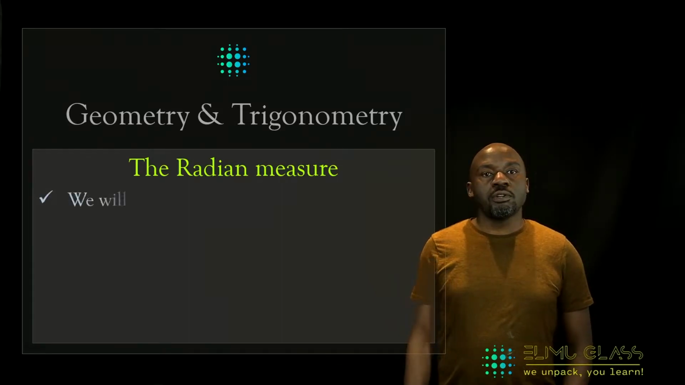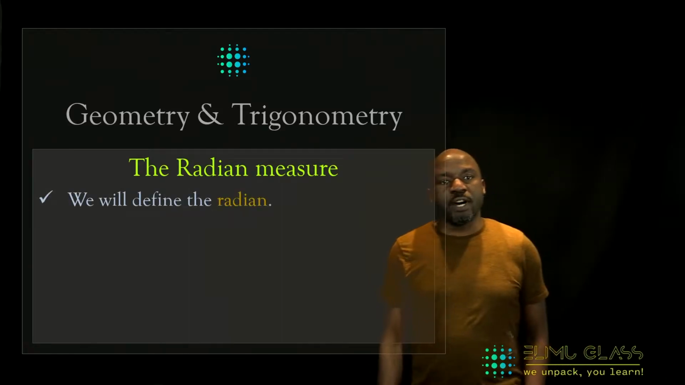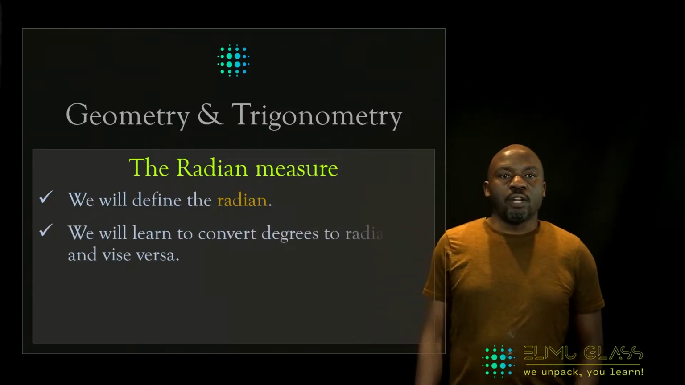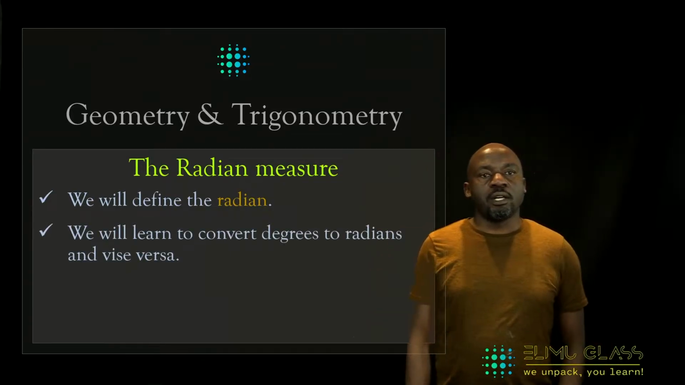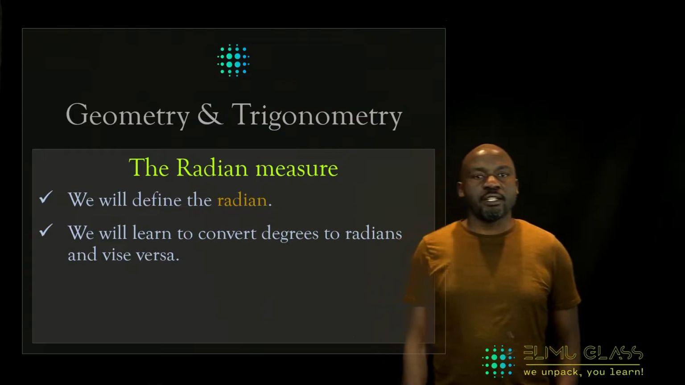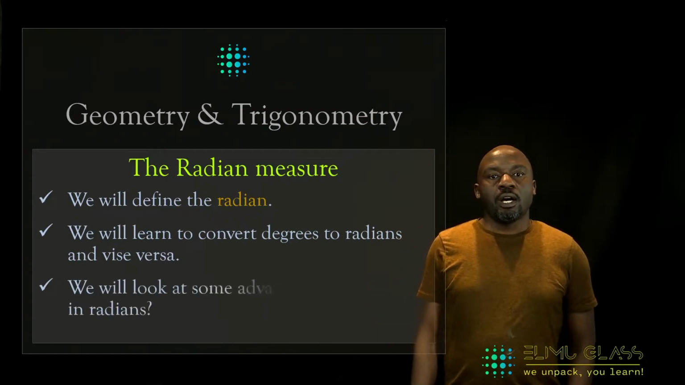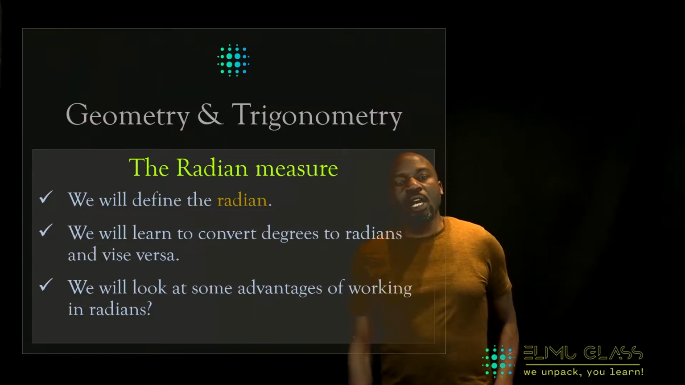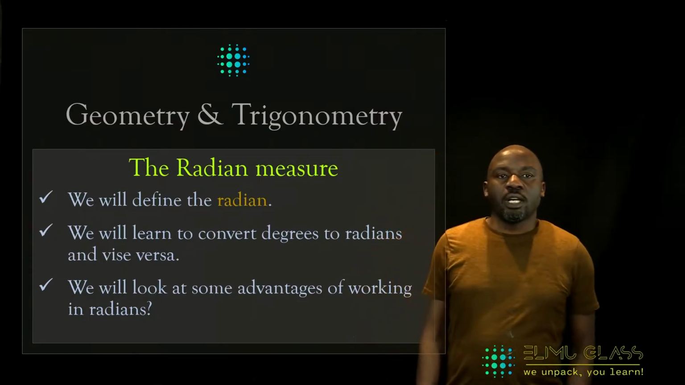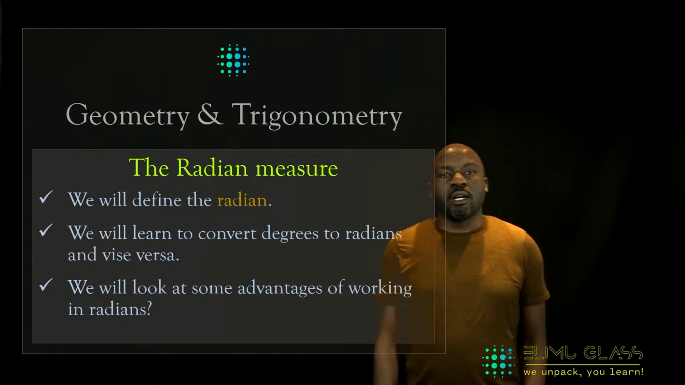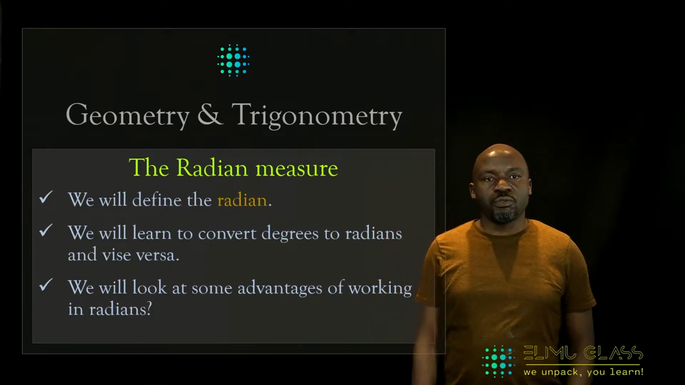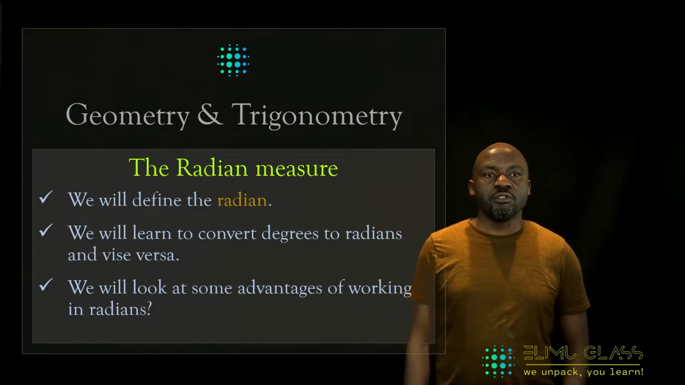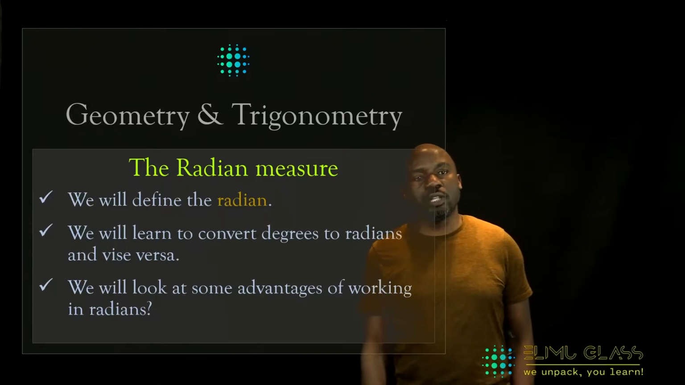In doing so, we will first define the radian, then we will learn how to convert angles from degrees to radians and vice versa. We will look at some of the advantages of working in radians. We also want to ask ourselves whether the only units that we can use for measuring angles are the degree or the radian. Is there another angle that we can use?